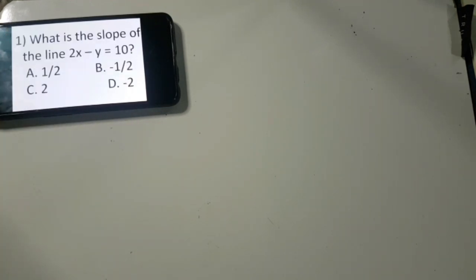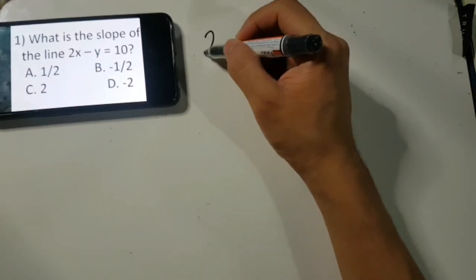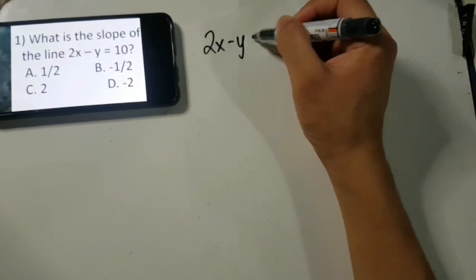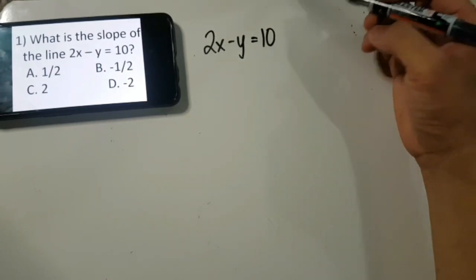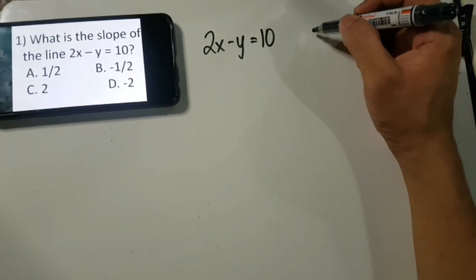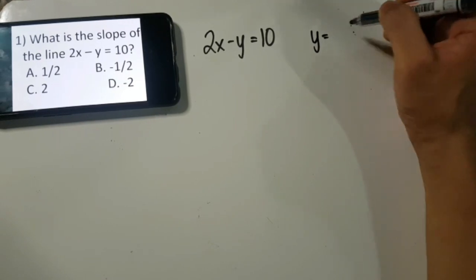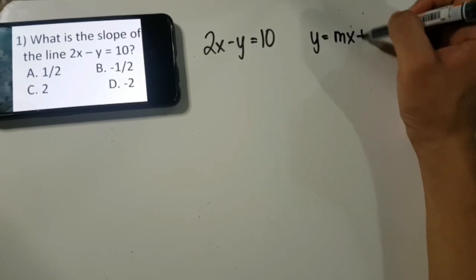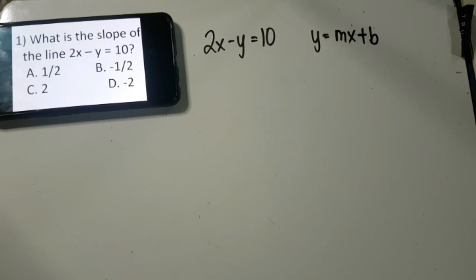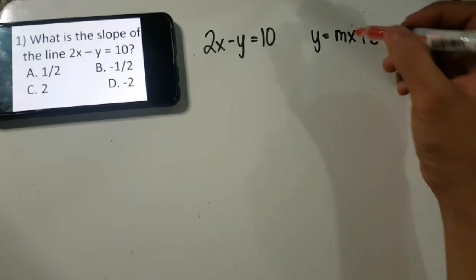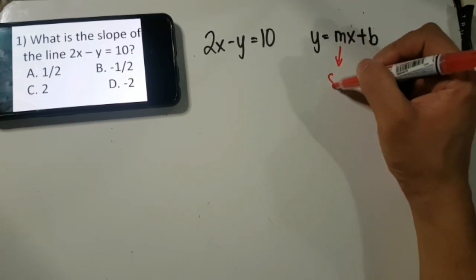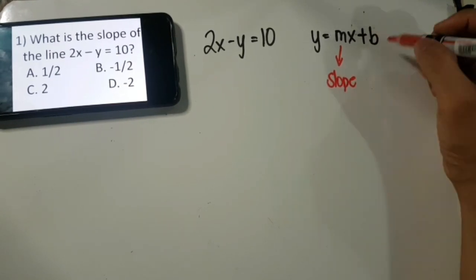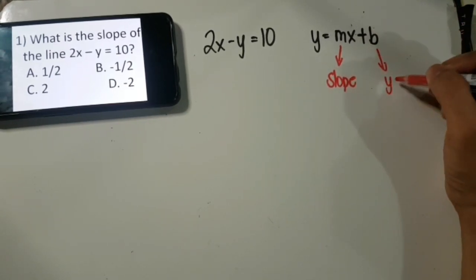Question number 1. What is the slope of the line 2x minus y is equal to 10? So for the slope, kailangan nating i-convert si 2x minus y is equal to 10 sa kanyang slope-intercept form. So, paano po ba yung slope-intercept form? That is y is equal to mx plus b. Wherein, si m is the slope, b is the y-intercept.